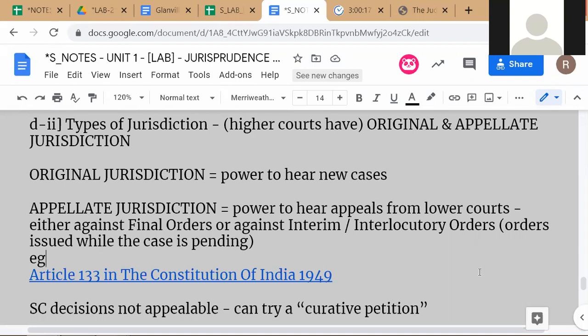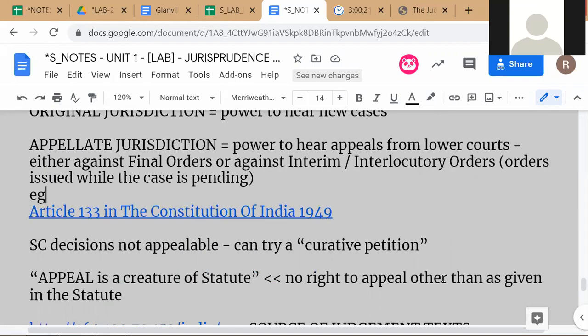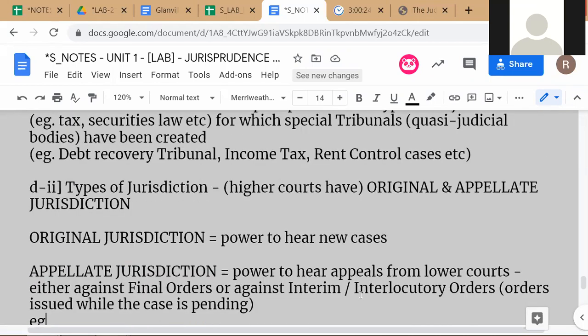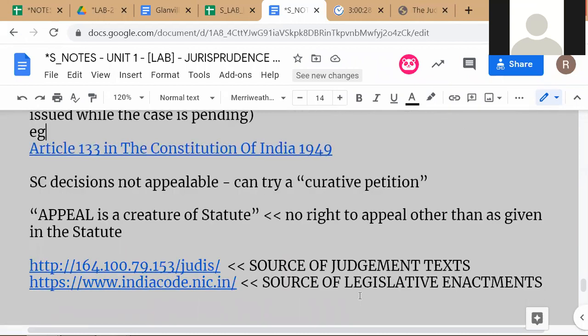These are all very textbook kind of topics. You can read them yourself; there's not much for me to cover. And then you have the curative petition and all that.